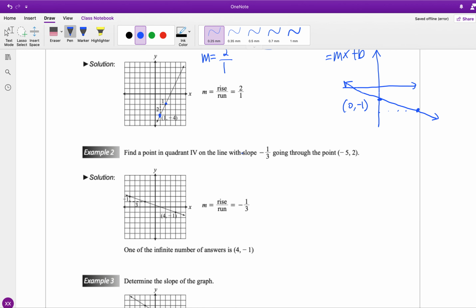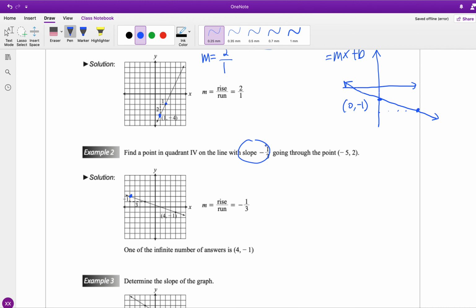Now, same thing. It says the slope is this, and then going through the point (negative 5, 2). So negative 5, 1, 2, 3, 4, 5, and 2. So my point is right here. This line is going through this point.